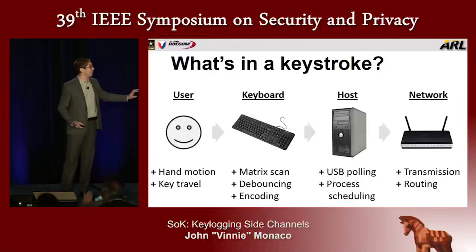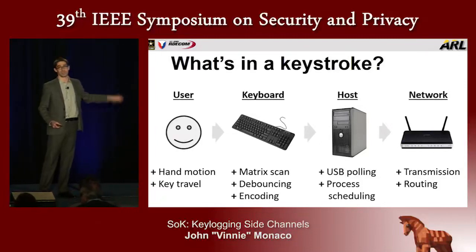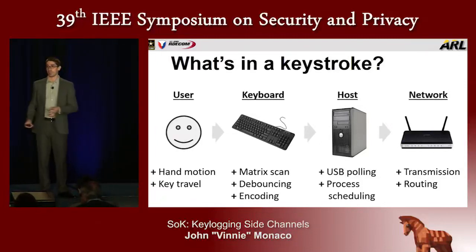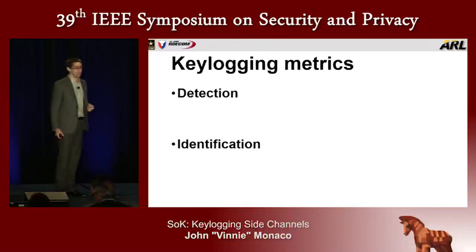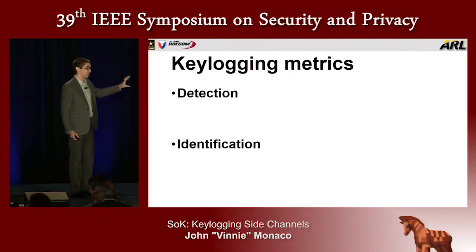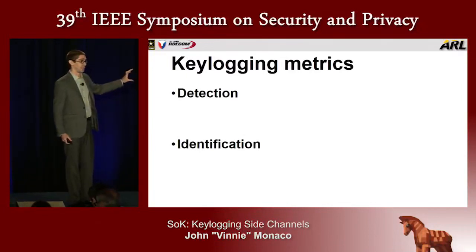And so looking at this complete picture, a keylogging side channel by definition is some method to determine what the user typed by leveraging an unintended information source. And typically this involves leveraging some component in this pipeline beyond its intended functionality. So keylogging is composed of two separate problems, detection and identification.